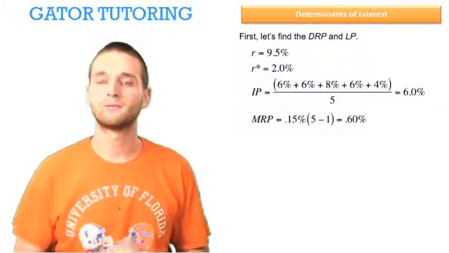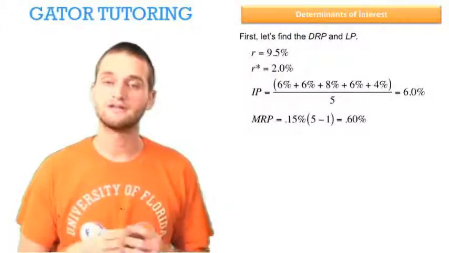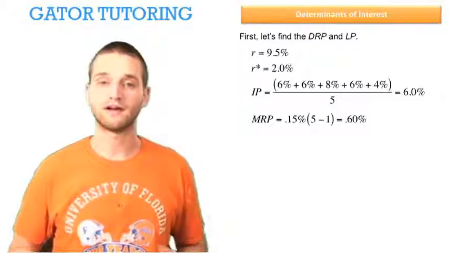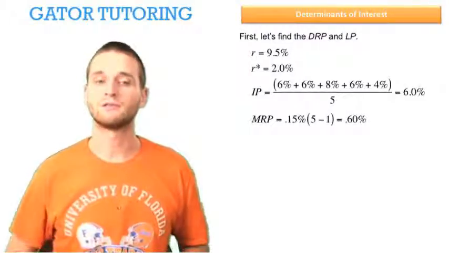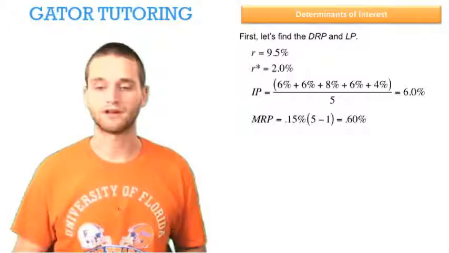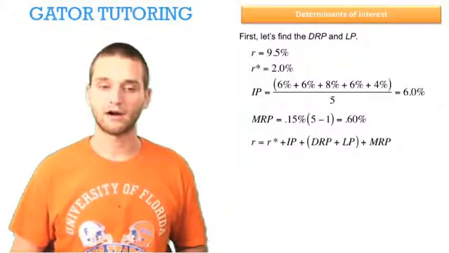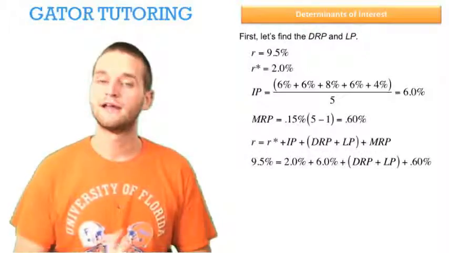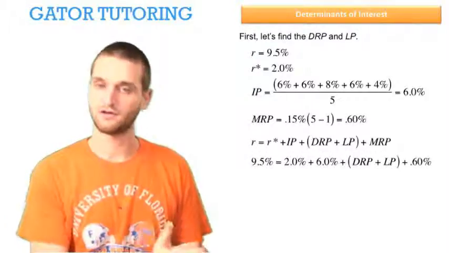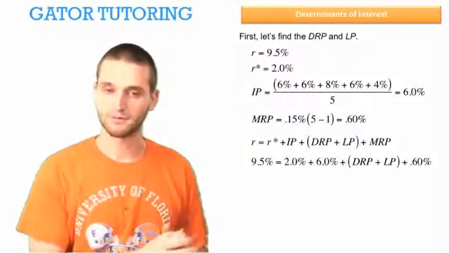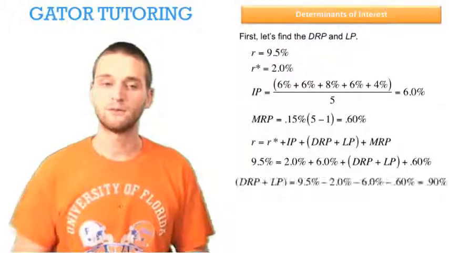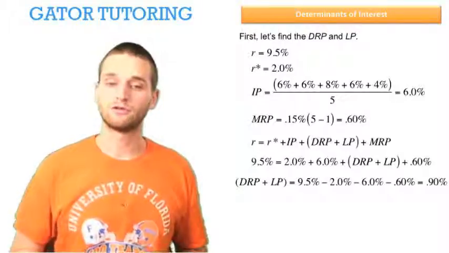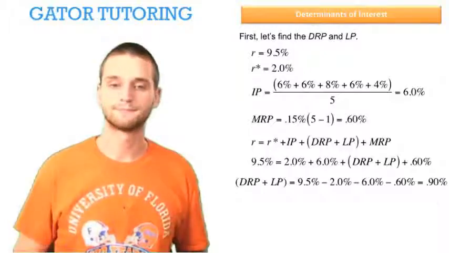The maturity risk premium, we have this formula, 0.15% times (t minus 1). Well, again, since t is the number of periods and we're dealing with 5 years, we just plug in 5, and we see that the maturity risk premium is 0.6%. So we look at our determinants of interest equation again, and we plug in everything we know, and what we don't know is the sum of the default risk premium and the liquidity risk premium. And so we plug in everything else, we rearrange the equation, and we solve for those two, and we see that those two together equal 0.9%.